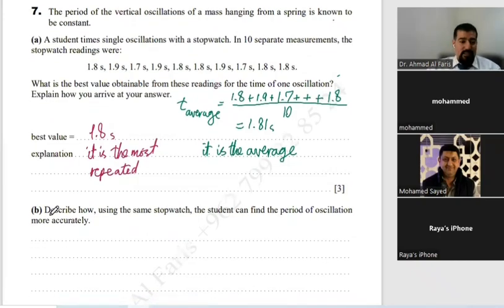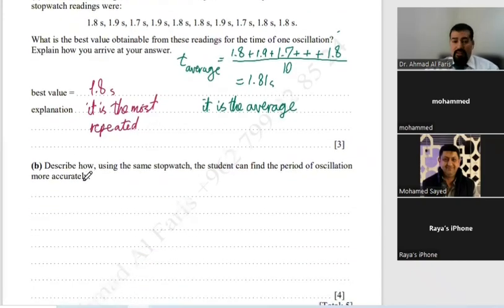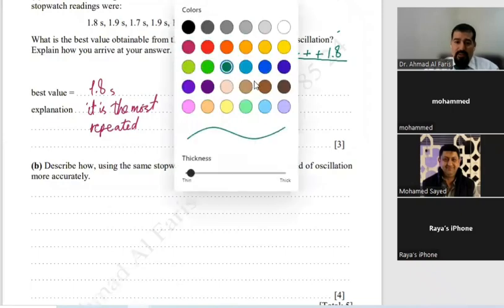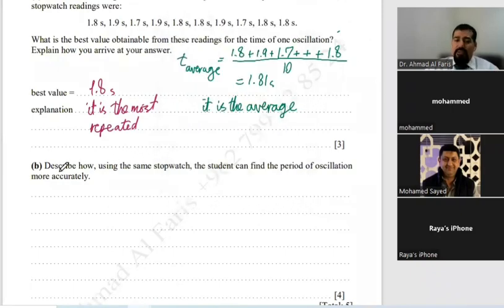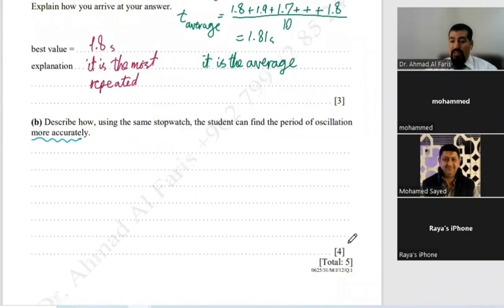Part B, yes, Saji, send me the answer directly here. In part B, what they ask is: describe how, using the same stopwatch, the student can find the period of the oscillation more accurately, and there are 4 marks. So it's not enough to only mention more measurements, or more than 10 readings. You will not get the 4 marks with this short answer.